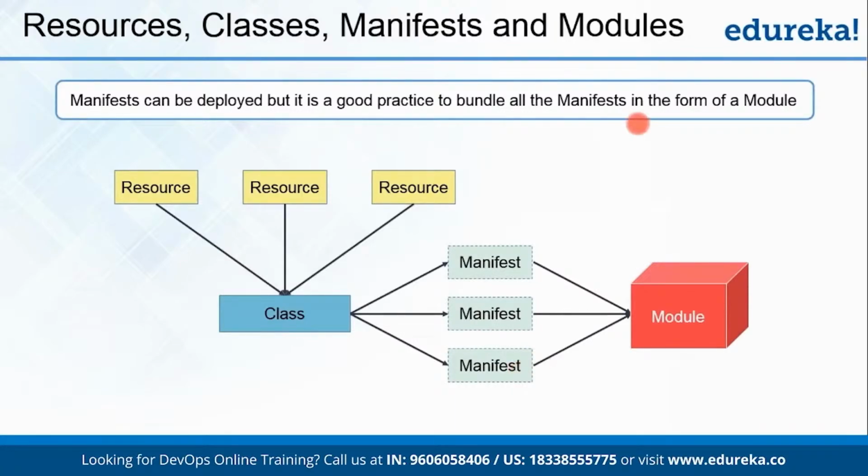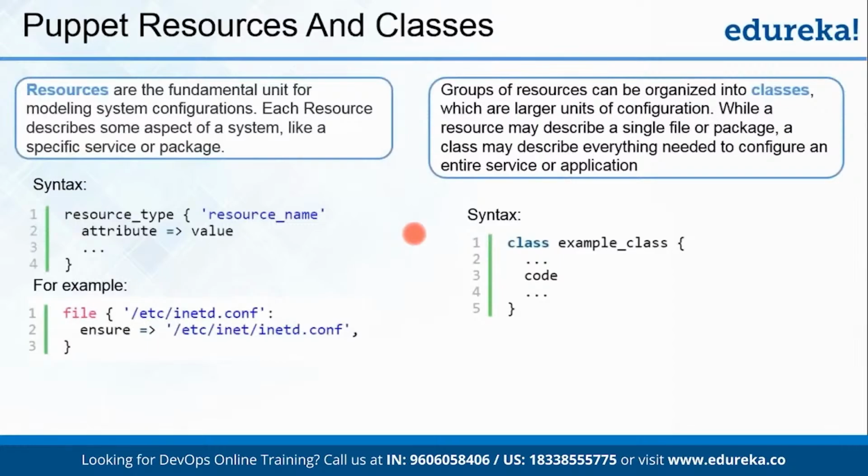So let us move forward and have a look at what exactly resources and classes are in Puppet. Now, what are resources? Anything that is there is a resource. A user is a resource. As I've told you, a file can be a resource. Puppet code is composed primarily of resource declarations. A resource describes something about the state of the system. It can be that a certain user or a file should exist, or a package should be installed.